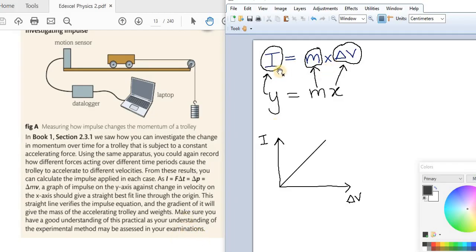Not only this, if they give you a graph, or tell you to plot a graph of, let's say, I versus delta v, then you can put it in the form y equals mx plus c. Now again, there is no plus c part here, so the y-intercept is 0. That's why it passes through the origin. It's in the form y equals mx, which means it has to be a straight line passing through the origin. It's a directly proportional relationship: I is directly proportional to delta v.